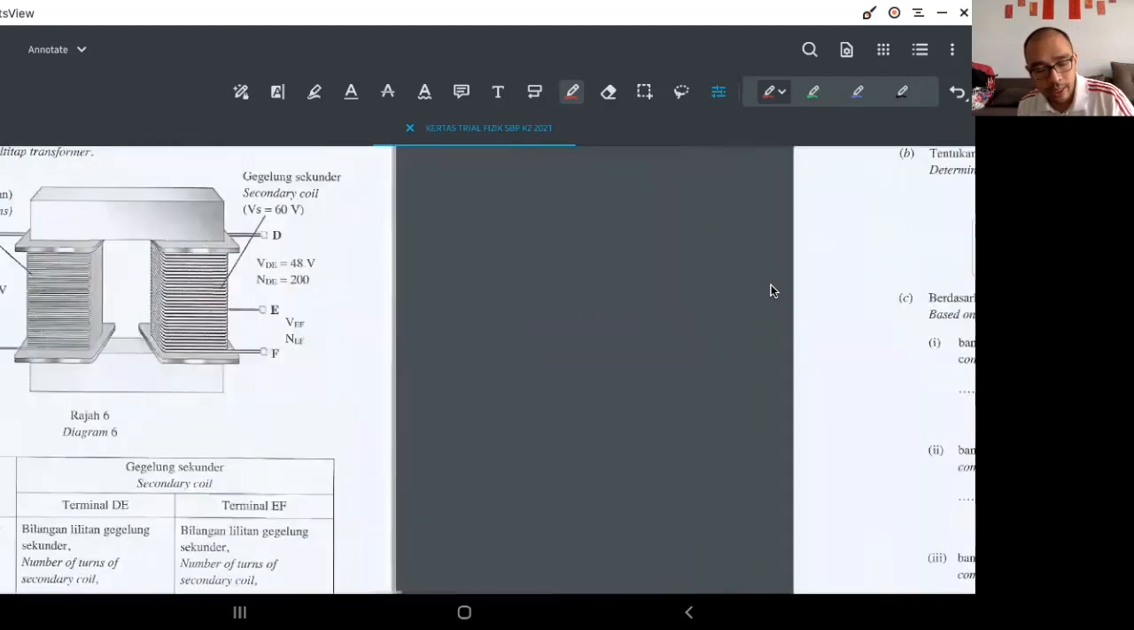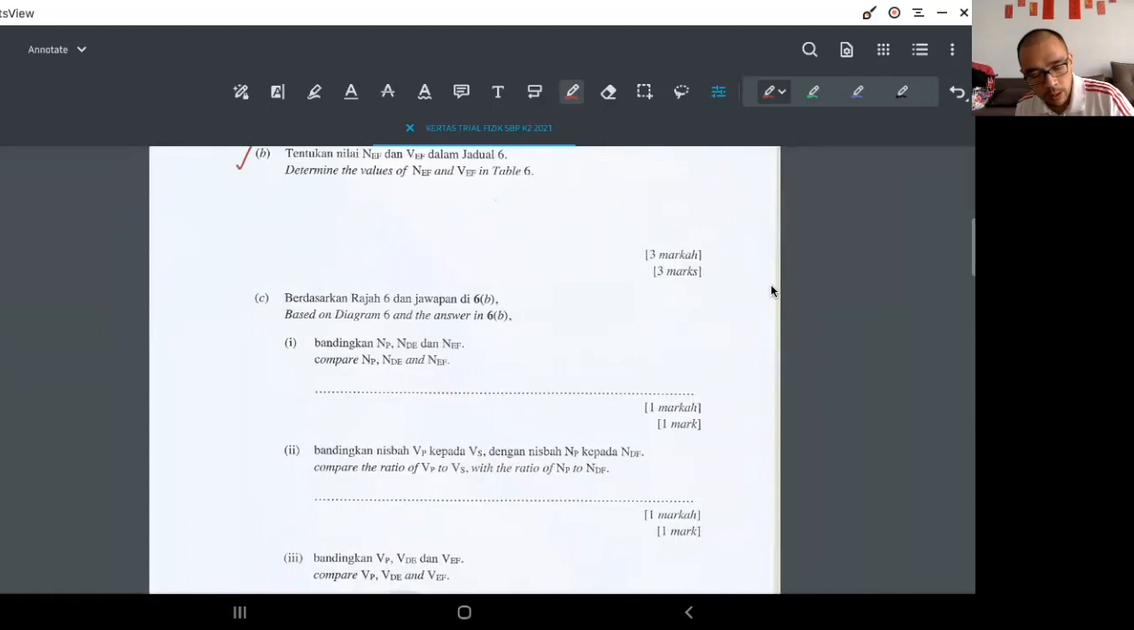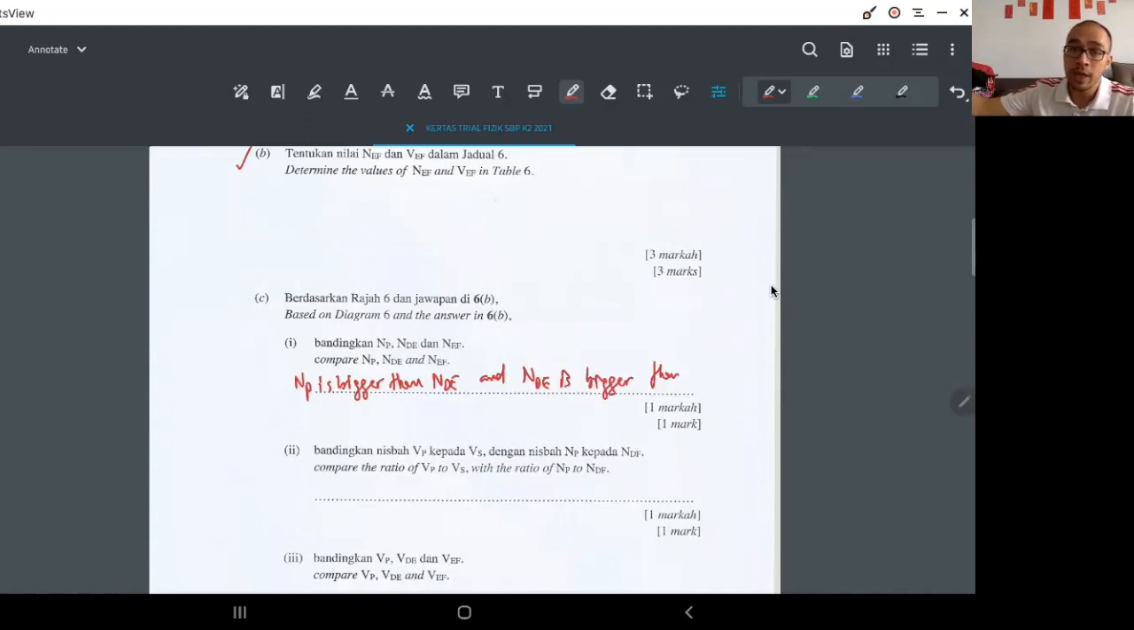So you can say that NP is bigger than NDE and NDE is bigger than NEF. This is a good enough answer. NP is bigger than NDE and NDE is bigger than NEF. So you're comparing three things at once. And by writing this, automatically everybody will know that NP is bigger than NEF.